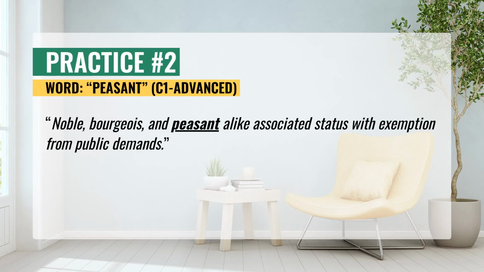The second practice. Noble, bourgeois, and peasant alike associated status with exemption from public demands. Now, repeat after me. Noble, bourgeois, and peasant alike associated status with exemption from public demands.